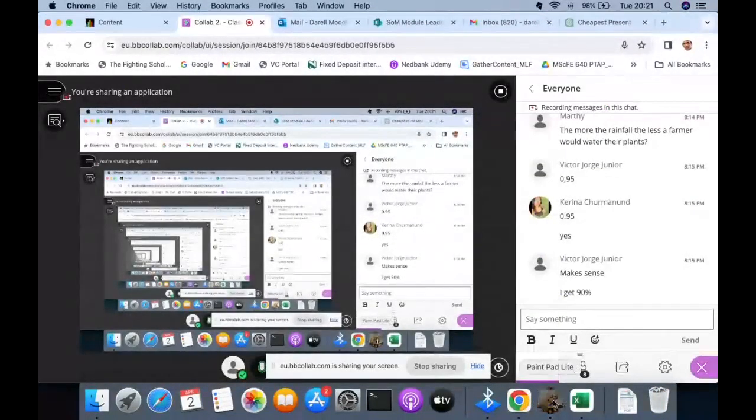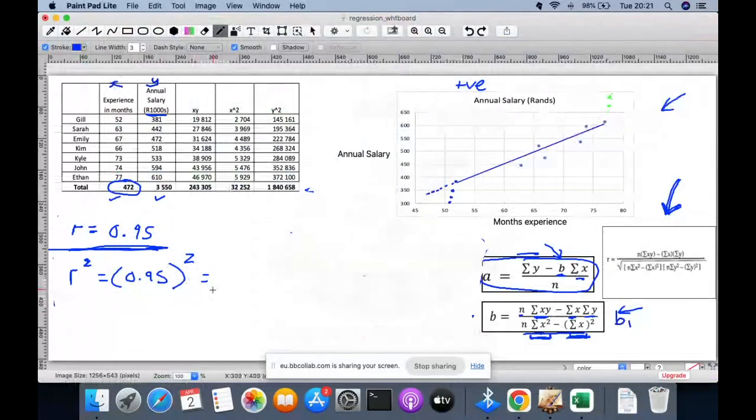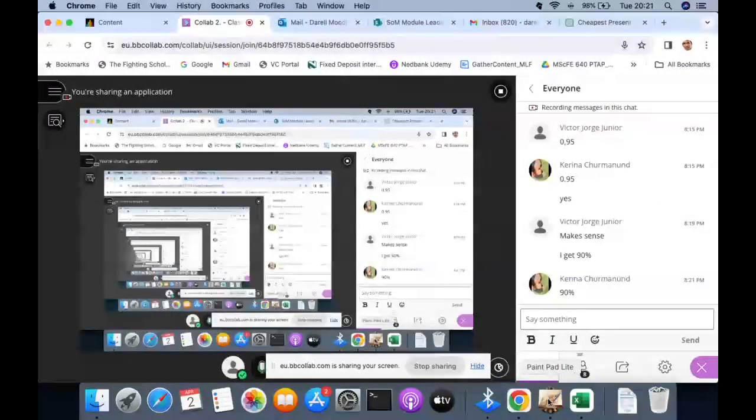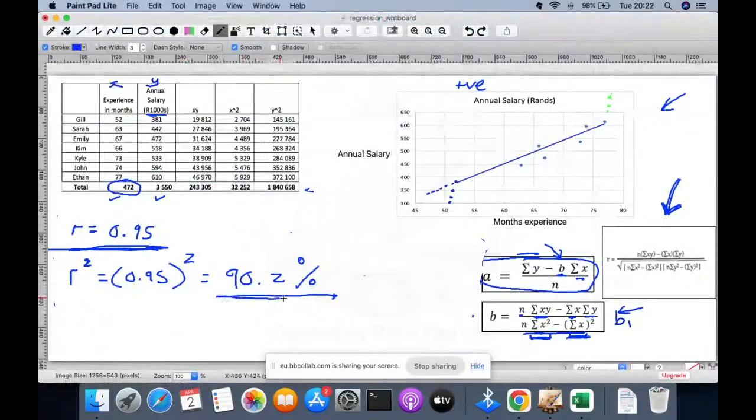Yeah, very good. It's about 90.19%, if you want to round to 2 decimal places. But it's fine, I'm just going to write 90.2%. Try to make it a habit to use 2 decimals, but it's fine what you have. Very good, Karina. I'm glad everyone got this.